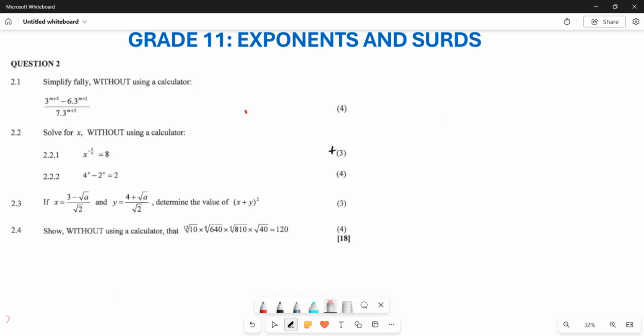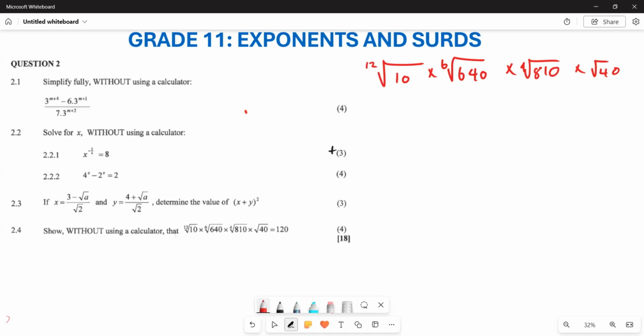For example, if you look at this, you are given that you are having the 12th root of 10, multiplied by the 6th root of 640, multiplied by the 810, the 4th root, multiplied by your 40 altogether. So basically your root 40. So basically what they want you to do here is to express this in terms of your roots.